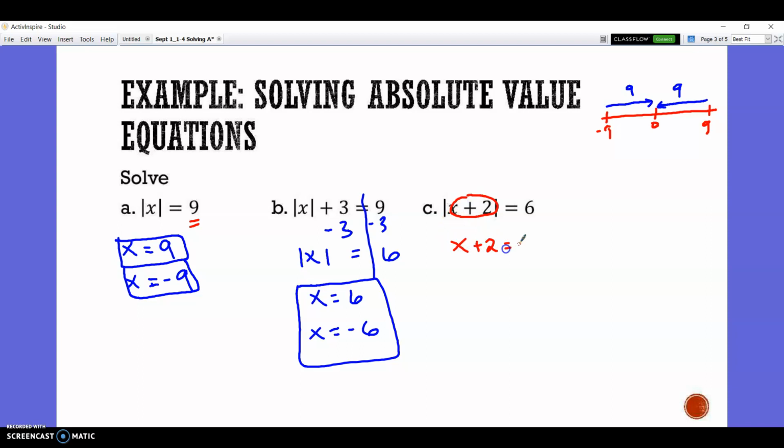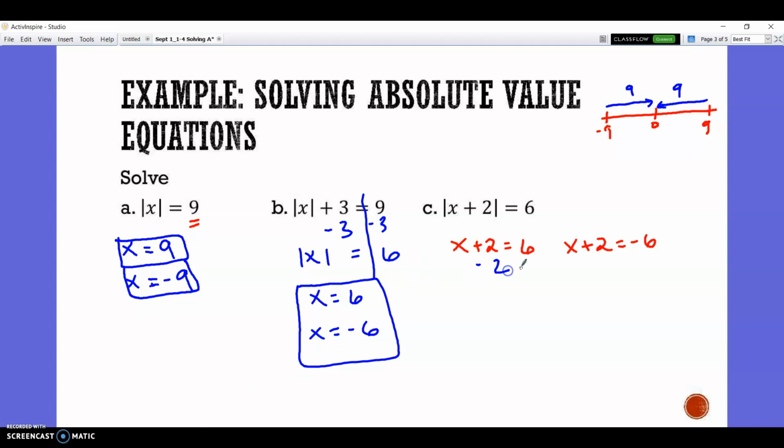x plus 2 can be either 6 or x plus 2 could be the number negative 6. Because whatever x plus 2 is, if it's the number 6, the absolute value of 6 is 6. If it's the number negative 6, if x plus 2 is negative 6, then also the absolute value of that is 6. So you have both of these two cases, and then we just solve these.